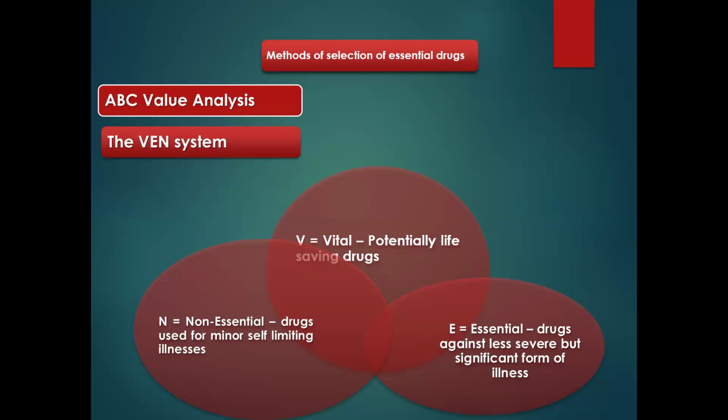Then another level is the non-essential drugs. The non-essential drugs are those used for treatment of minor or self-limiting illness. What it means is that whether you give drugs or not, some of these conditions will resolve on their own. Examples of those drugs include antihistamines that are used for allergies, like common cold and catarrh, and topical hydrocortisone cream for minor skin irritations. Sometimes those irritations and allergies may resolve on their own. So these are the two most common methods for selection of essential drugs.